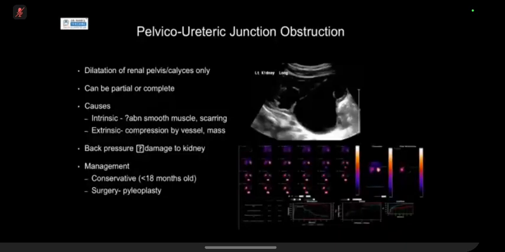Other reasons that they might do surgery, apart from a drop in the renal function, are if there is evidence of cortical damage, so that shows that the kidney can't cope with the obstruction, or if the child has recurrent UTIs because they've got stasis of the urine within the collecting system, or if the child is symptomatic, such as having pain, they might consider surgery as well.